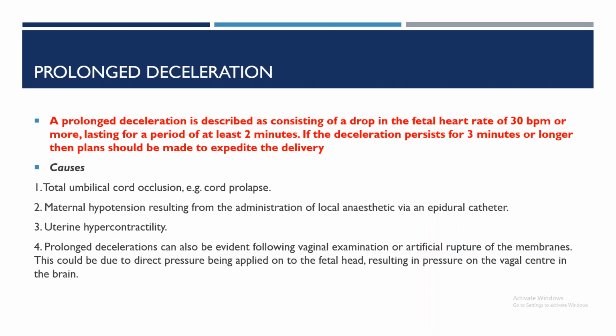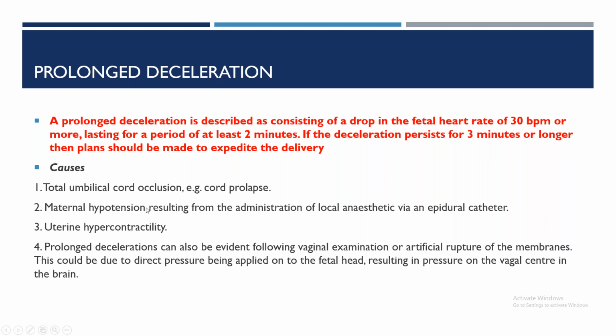Then the last part of this variable deceleration is prolonged deceleration. Prolonged deceleration is described as a drop in the fetal heart rate of 30 beats or more, and it should last for at least 2 minutes. Okay, so then it is called prolonged deceleration. And according to the new NICE guideline definition, when this deceleration persists for more than 3 minutes, it is called a prolonged deceleration.